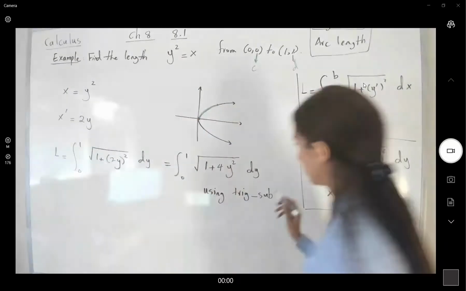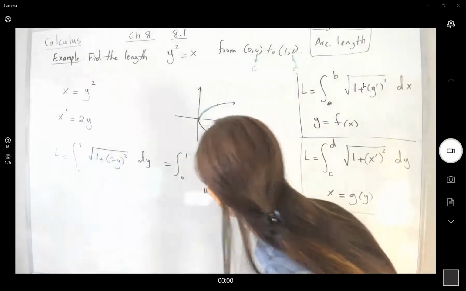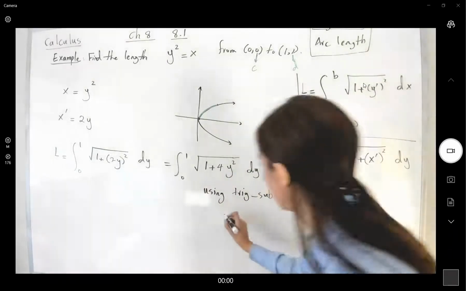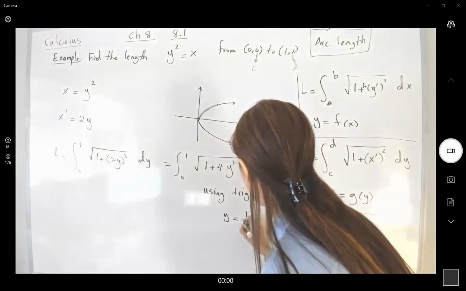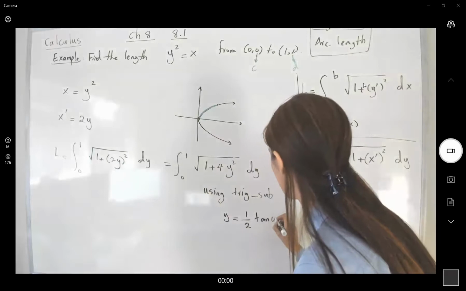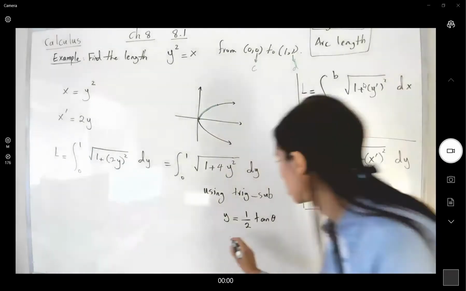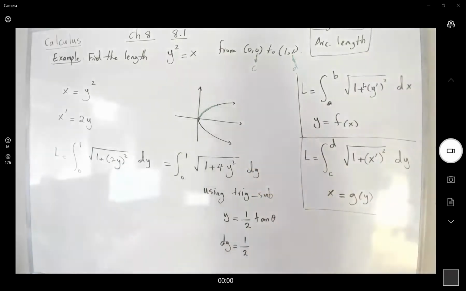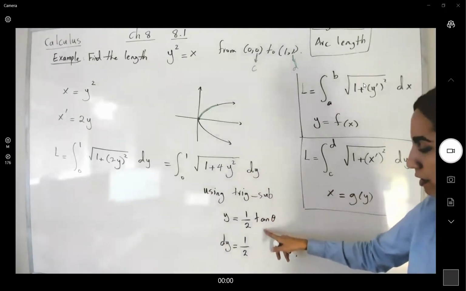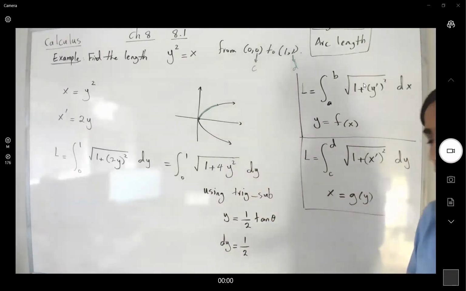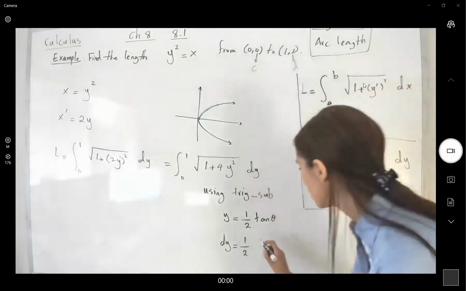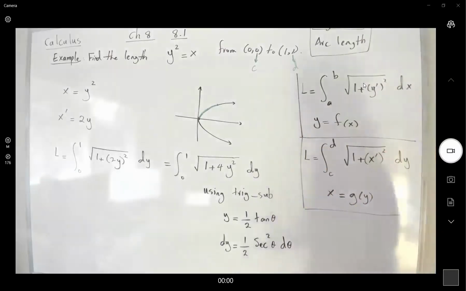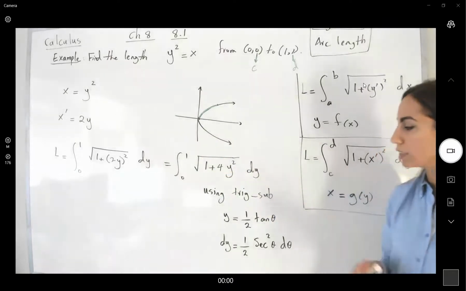So in this case, if I just take a look at this, it's 2y squared. So if I take my y to be a half tangent theta, then you can take the derivative with respect to y. Remember that tangent is sine over cosine. Then on the numerator, you get 1, on the denominator, you get cosine squared. So you get secant squared theta d theta. Then you can substitute all of these here.